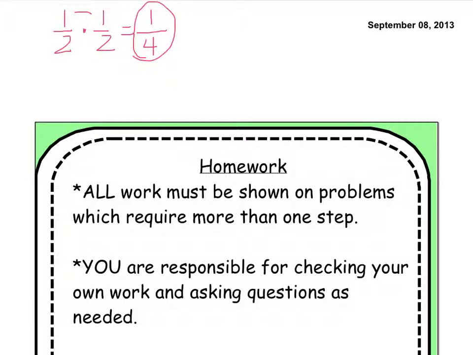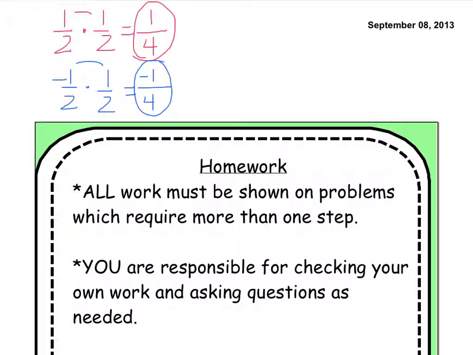If I were to bring negatives into this, I could say negative 1/2 times positive 1/2. Same rules apply. Top times top gives me negative 1. Bottom times bottom gives me positive 4. Easy enough. Dividing fractions is a little bit different.